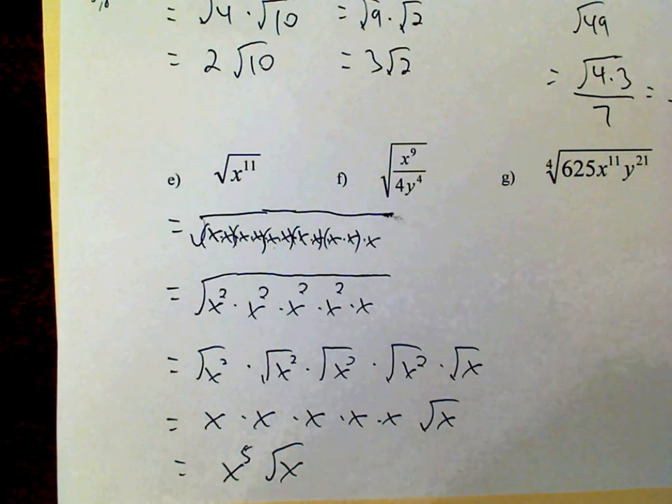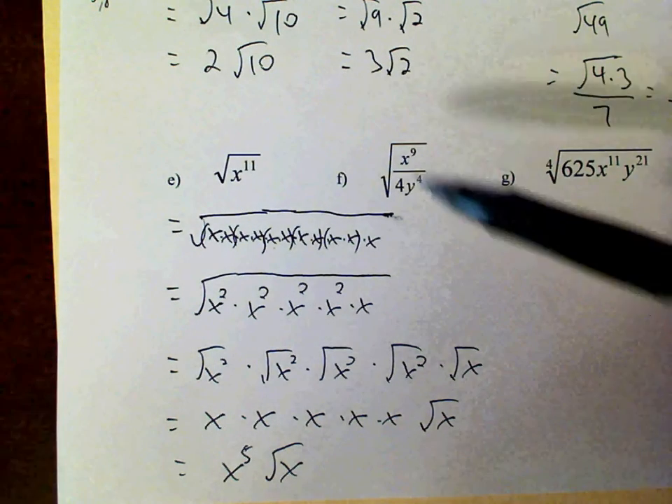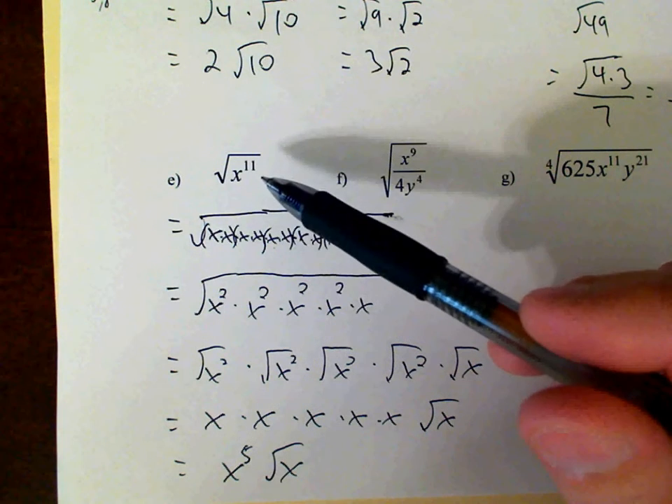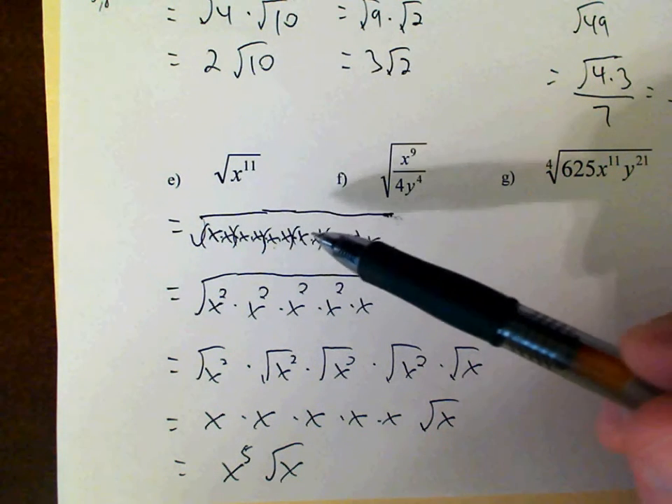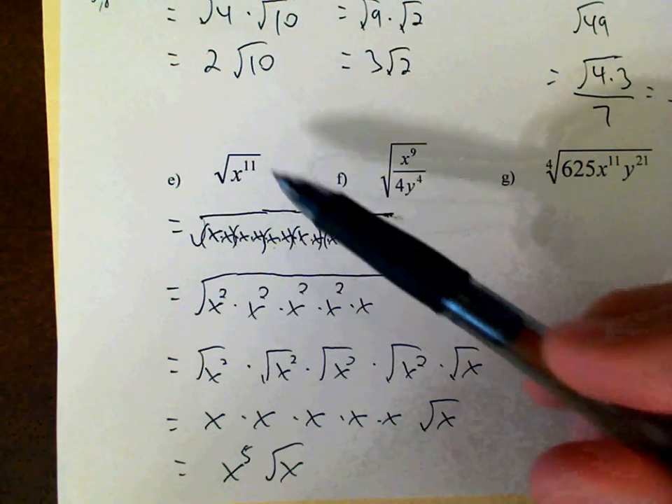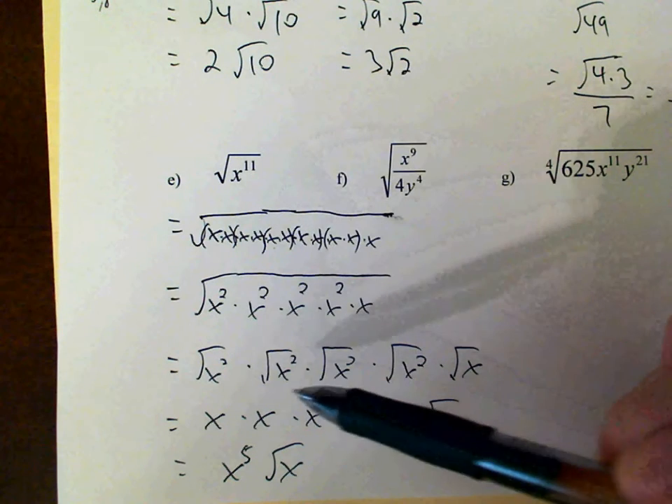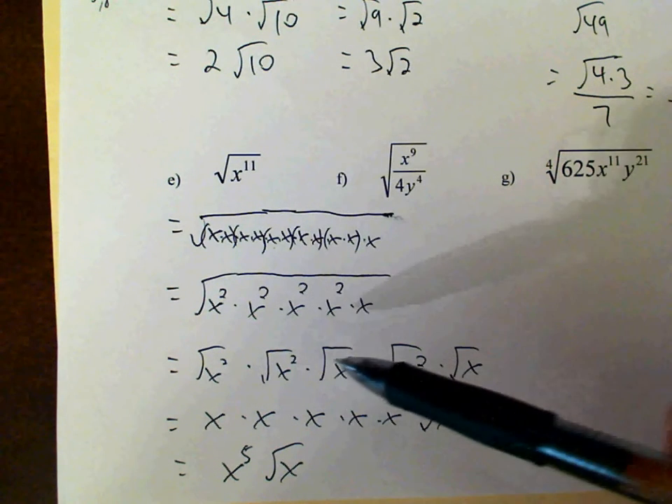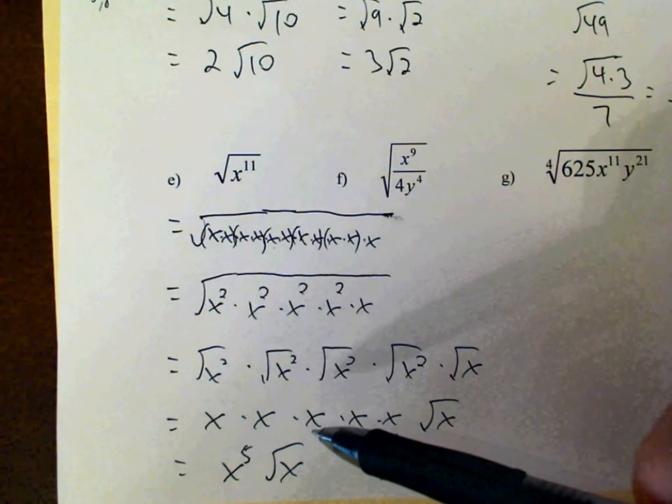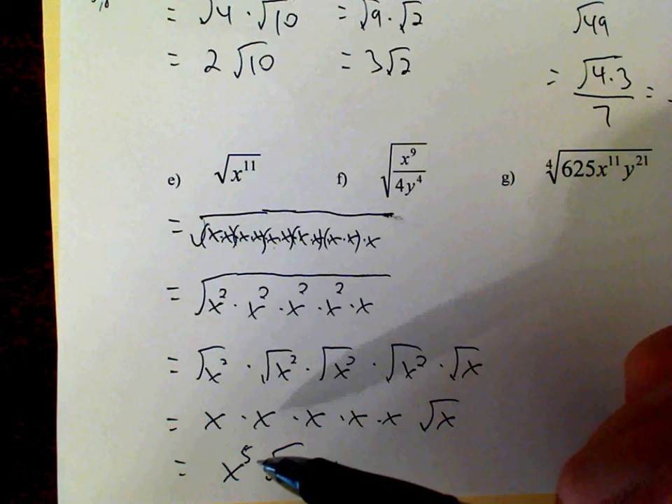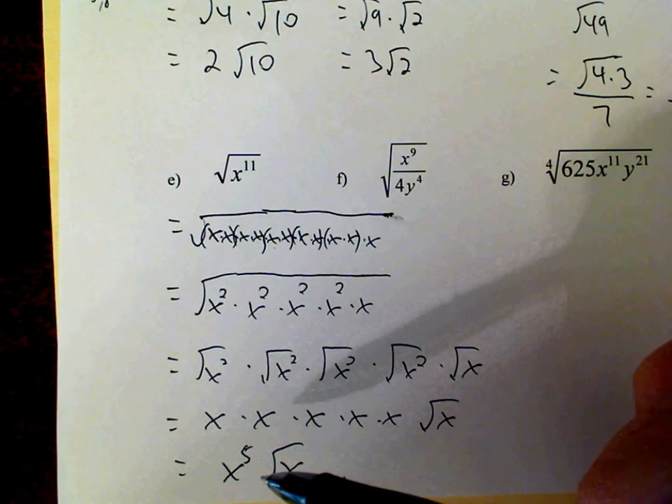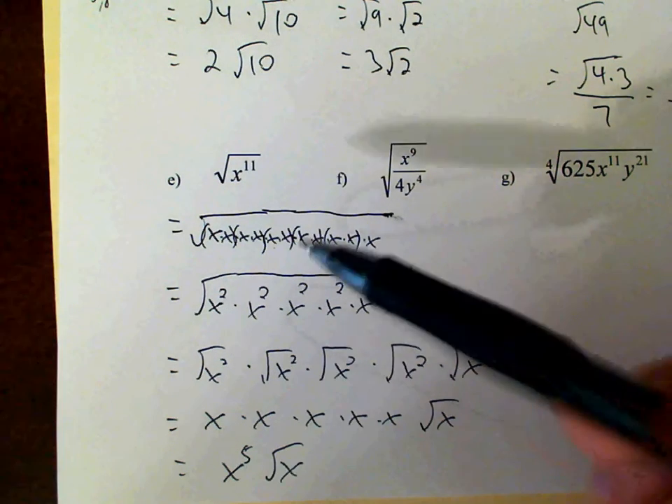And here's a shortcut way. You'll notice that x to the 11th consists of 11 x's. So what you really are finding is how many x squares are there in x to the 11th? Well, there's 5 of them. Right there they are. And each one of those comes out as an x. So that means that you end up with an x to the 5th, because there were 5 x's that came out. And you end up with x to the 5th on the outside and a single x on the inside.